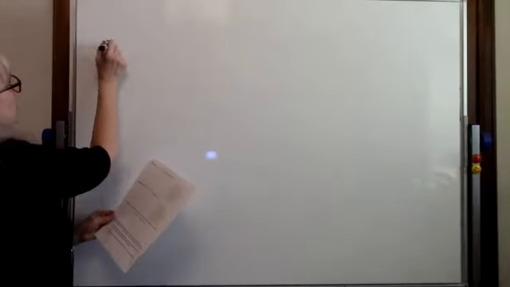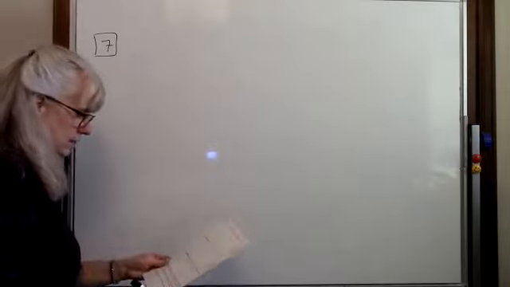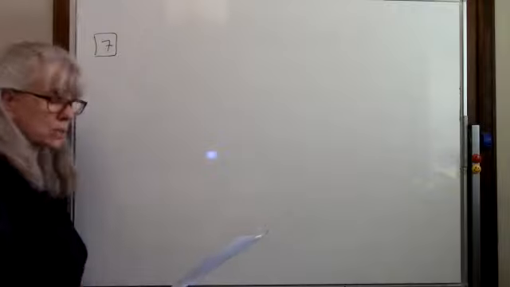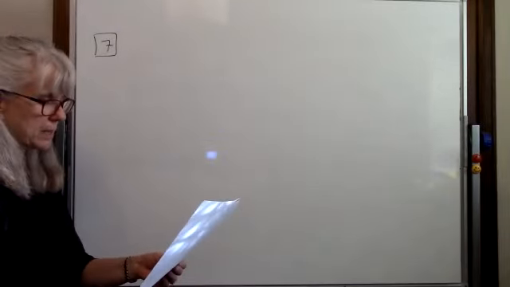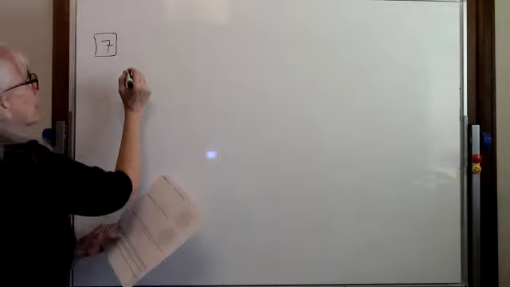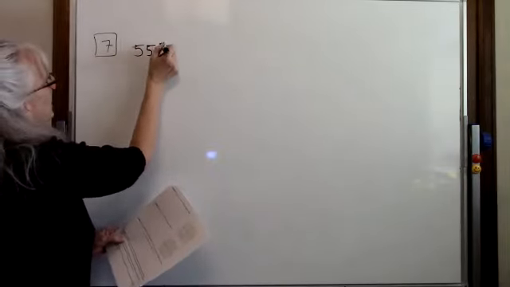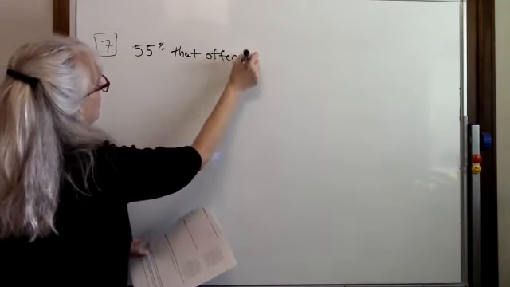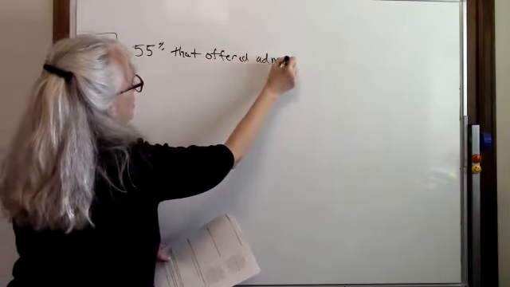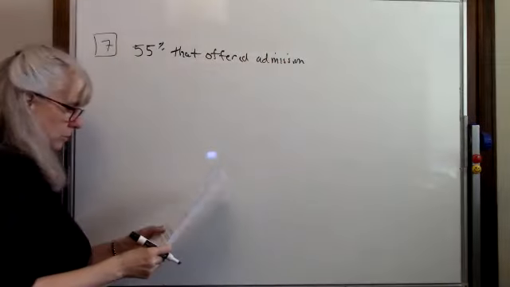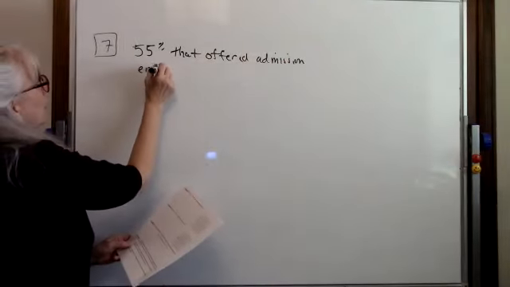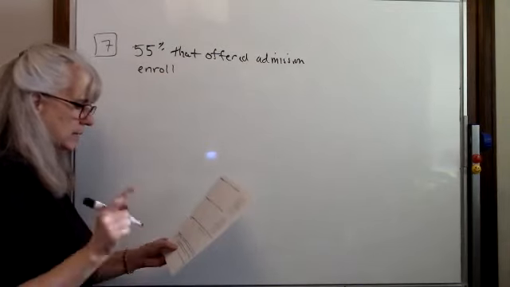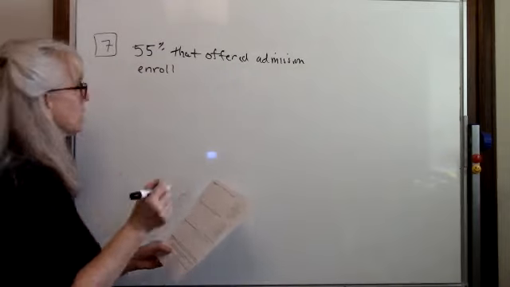This is our last example. Example 7 says, using data compiled by the admission office at Faber University, college admission officers estimate that 55% of students who are offered admission actually enroll at the university. So we want to find an equation that expresses the relationship between those who actually enroll.